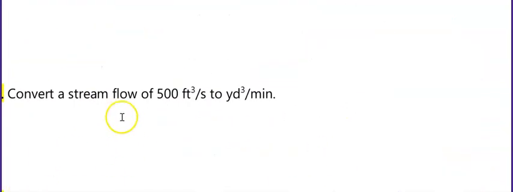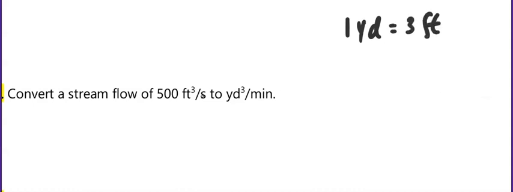This is the volume question. The question is to convert 500 cubic feet per second to cubic yards per minute. So basically you're converting cubic feet to cubic yards and seconds to minutes. Notice that cubic feet is in the top, seconds in the bottom. Before you do that, you should remember the linear unit conversion that tells you 1 yard equals 3 feet.